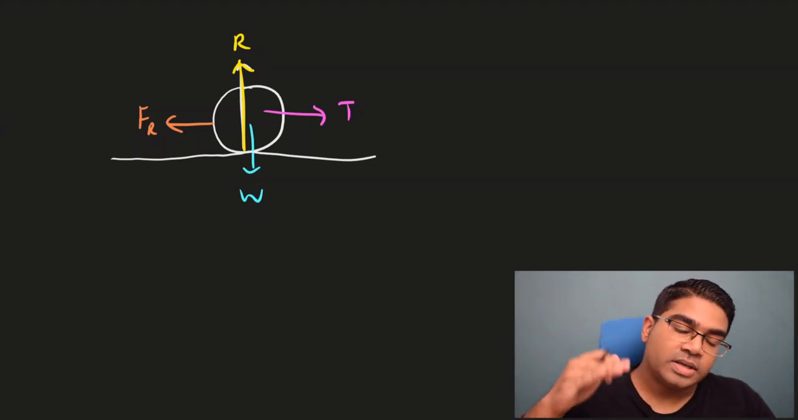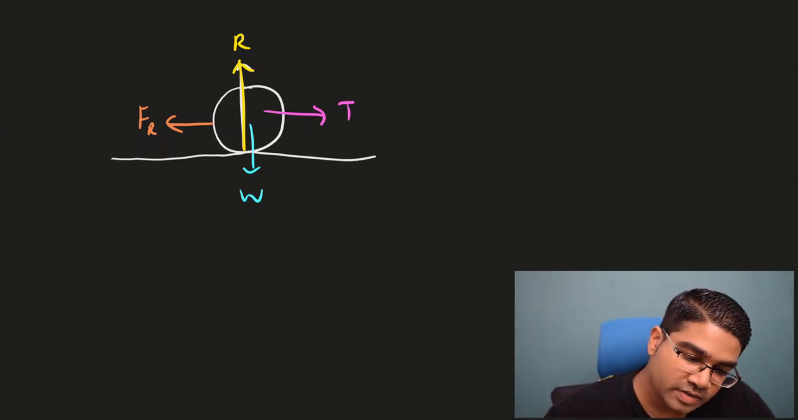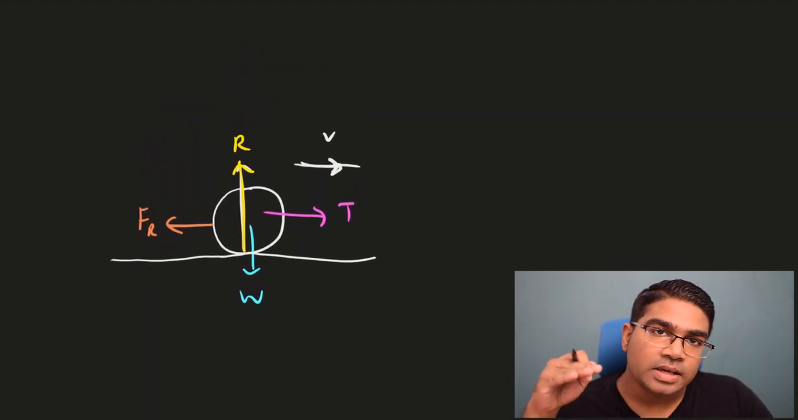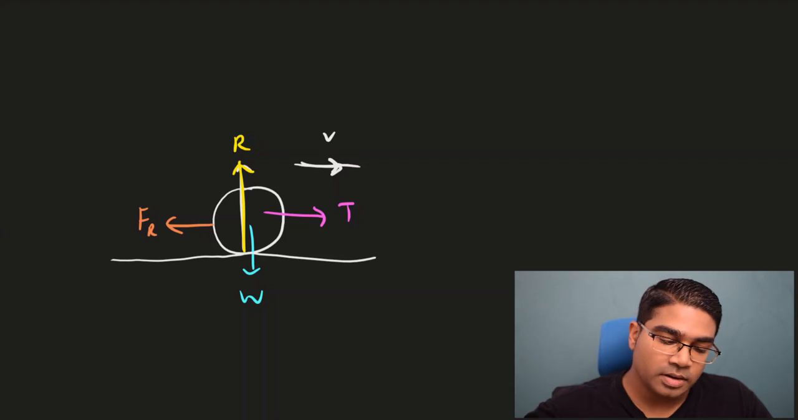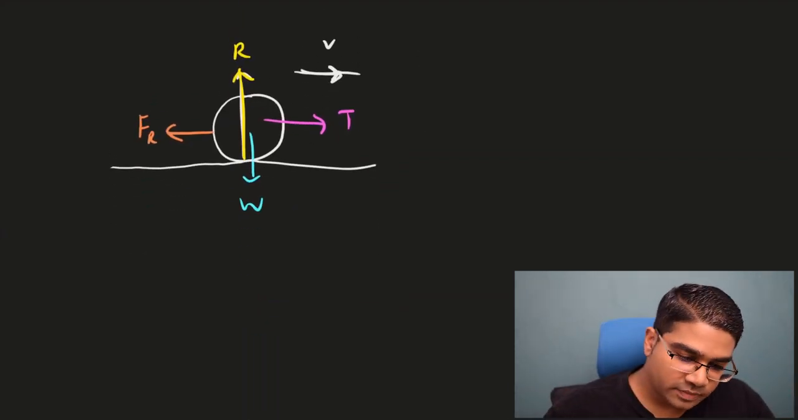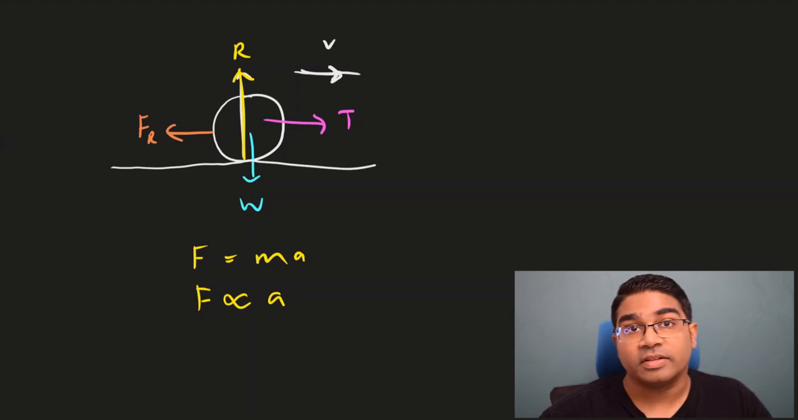Now, what is going on? The thrust is constant. The force that is driving the car forward, the force that is propelling the car forward is constant. This is the direction of the velocity of the car. But the acceleration is decreasing. Now we have to remember the relationship with all the forces here. Remember that resultant force is equal to ma. So resultant force is directly proportional to acceleration.